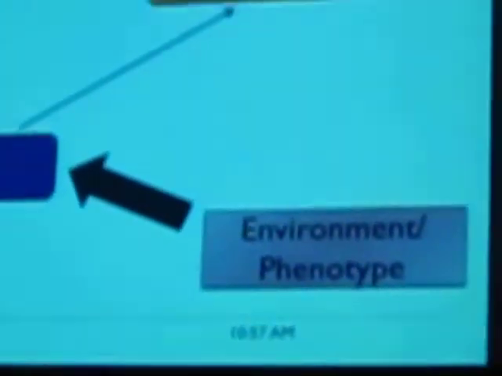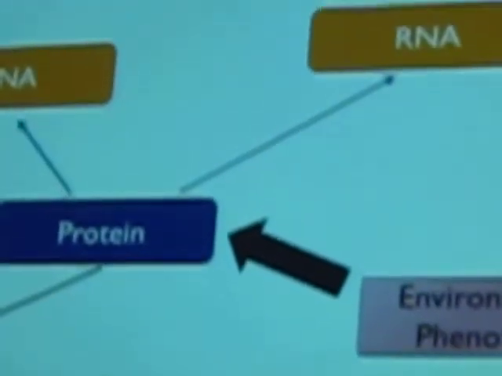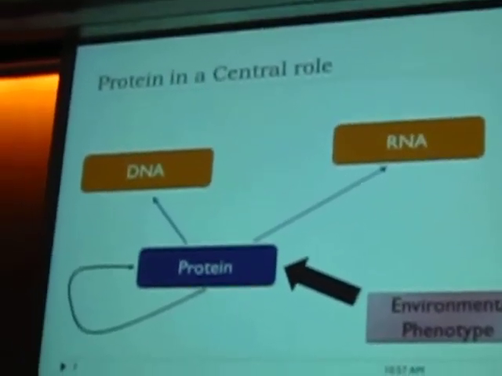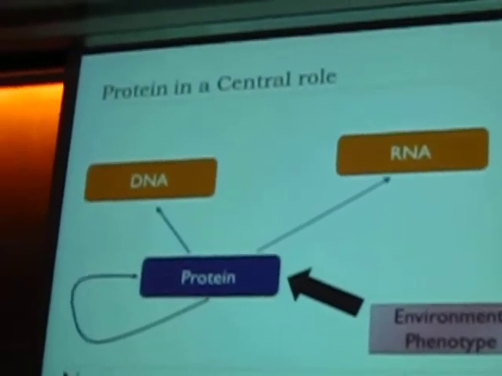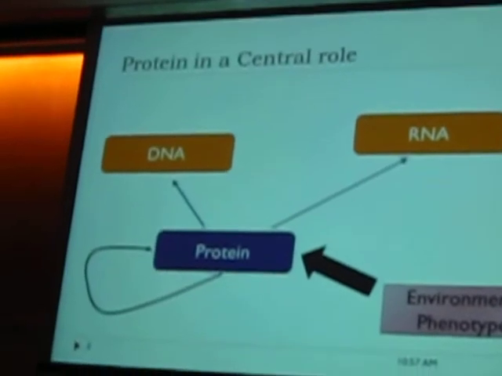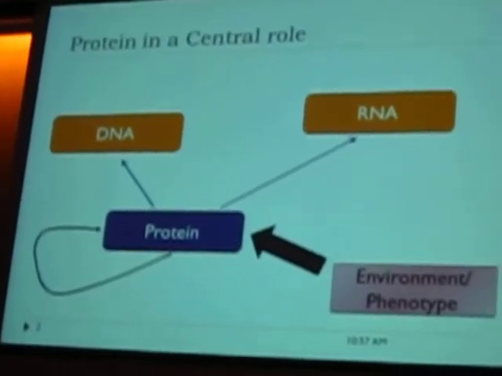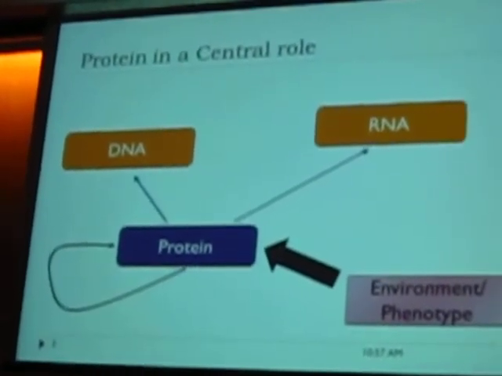Let's start with protein. If we say protein is playing a central role in the cellular machinery, it is affecting the works of DNA replication, DNA repair, everything. It is affecting works of RNA splicing, its transportation, and protein gets affected by environment and phenotypes. So protein is an important part of the cellular machinery.